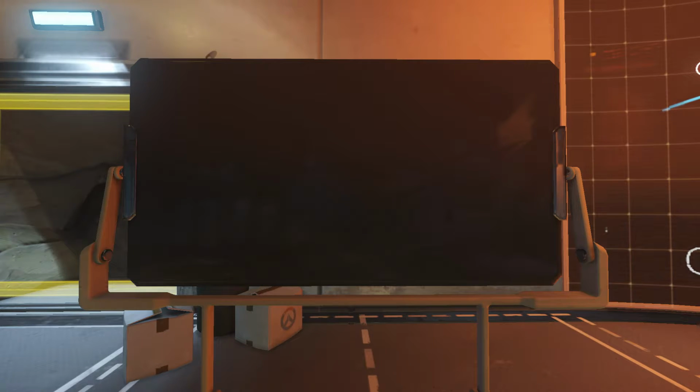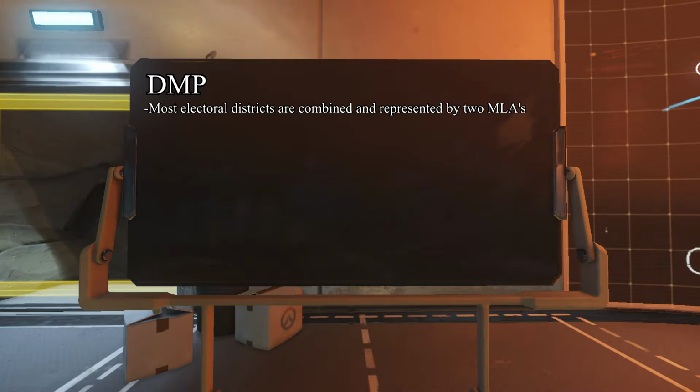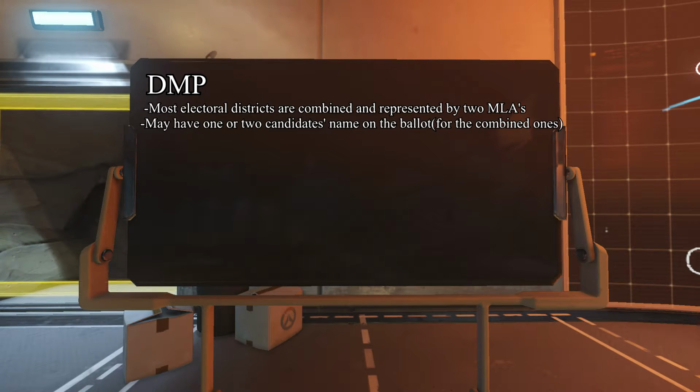So let's start with DMP, or dual member proportional. In DMP, most electoral districts are combined with the neighboring district and represented by two members of the Legislative Assembly, or MLAs. The largest rural districts continue to have one MLA elected. In two MLA districts, parties can have one or two candidates on the ballot. Parties decide which of their candidates is listed first on the ballot and which is listed second. Voters vote for a candidate or a pair of candidates by marking the ballot once.